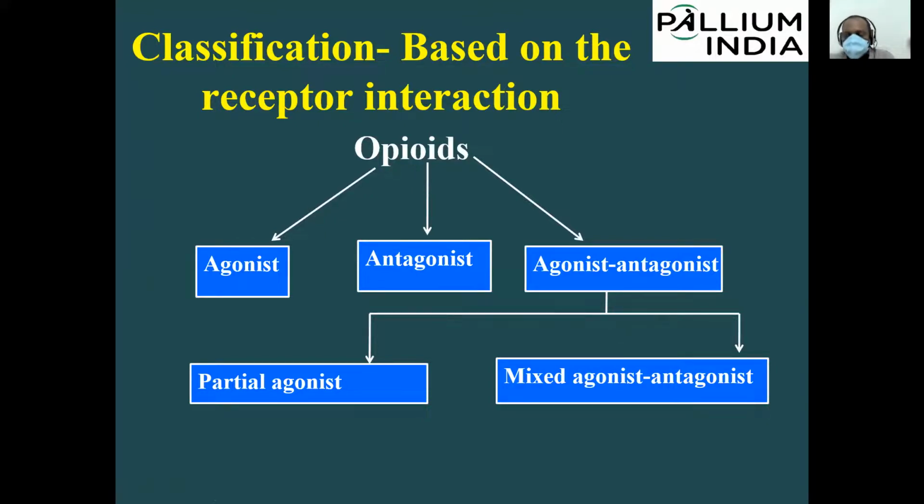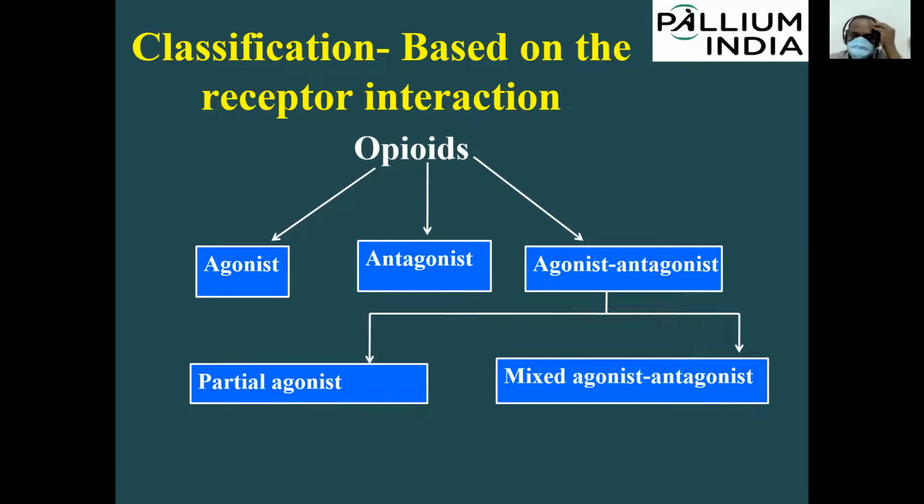What is an antagonist? It is the antidote for opioid. What is the antidote for opioid? Naloxone. Yeah, naloxone and naltrexone. So that means they will reverse the effect of opioids. Suppose I give naloxone to you, it will not have any action in your body because you are not taking opioids. But if naloxone is given to a patient who is taking morphine, that action will be reversed. The patient will have pain. Okay, so that is antagonist.